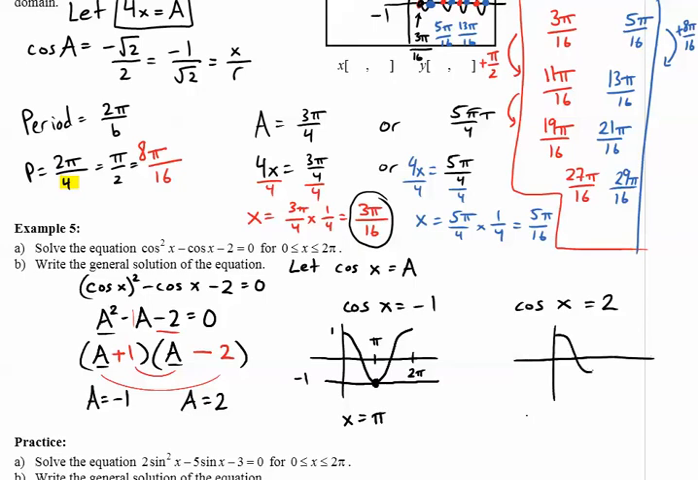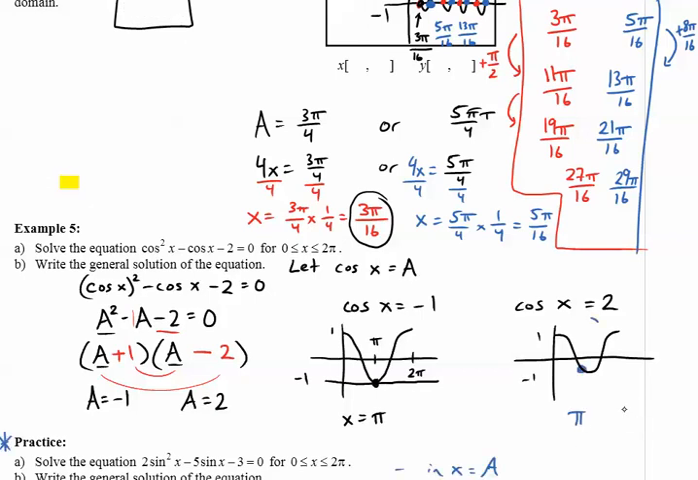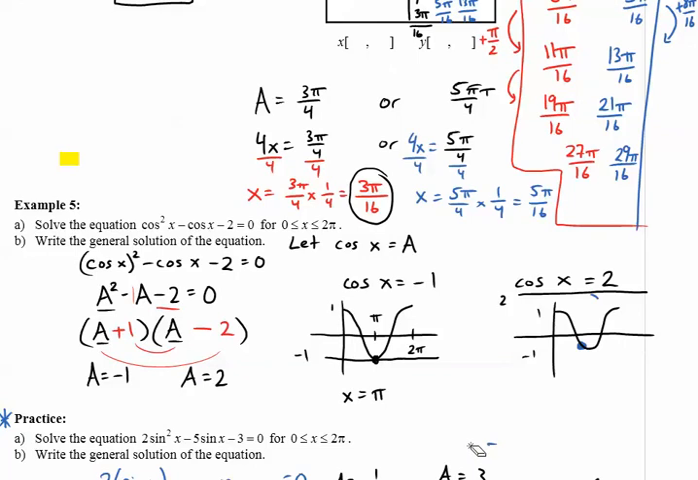Well, cosine x goes from negative 1 up to 1, and the line y equals 2 is above, up here somewhere. So these two lines will never cross. Okay, so there's one solution, which is x equals pi.